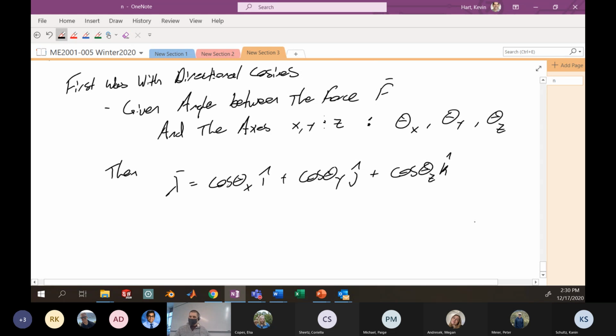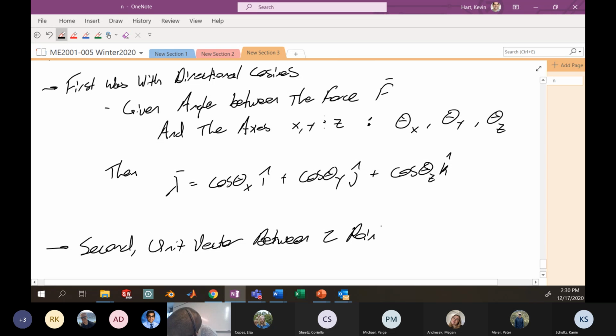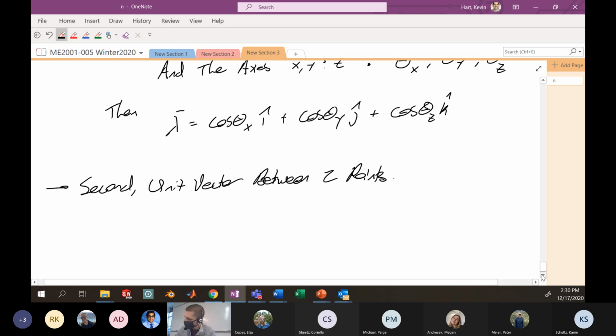All right. The other way that we could define a unit vector is if we have a force directed between two different points, or a vector between two different points, where we happen to know what the distances are between the two points in the various principal directions. Okay, so first here would be directional cosines, and second is a unit vector between two points.